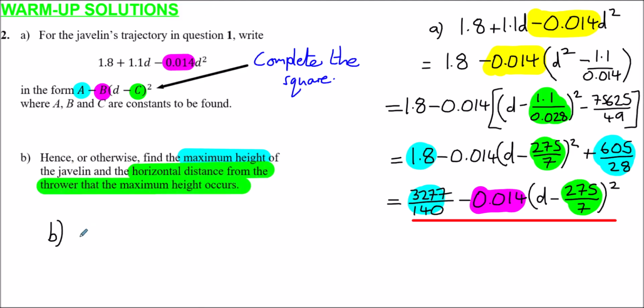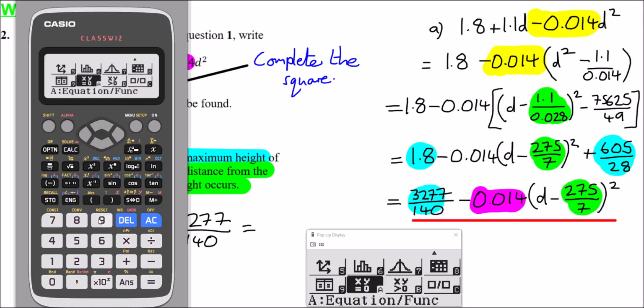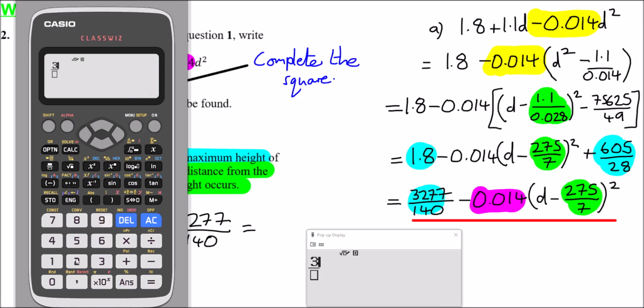So therefore, maximum height is 3277 over 140. So what do we get here? So 3277 divided by 140. That's about 23.4 meters in the air.